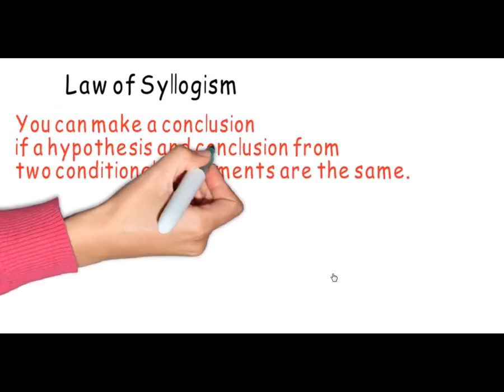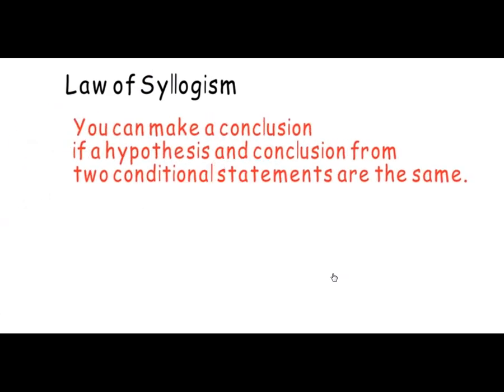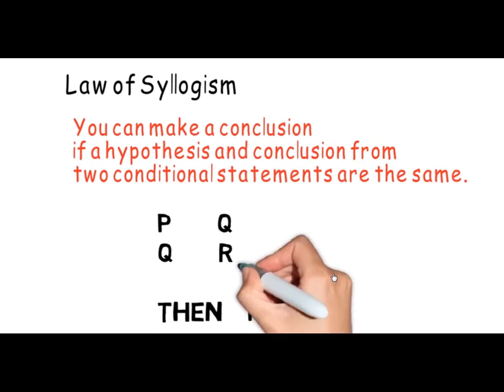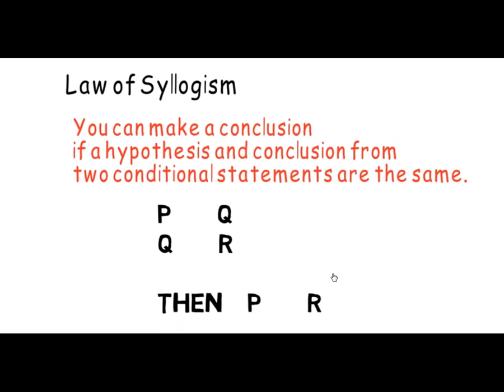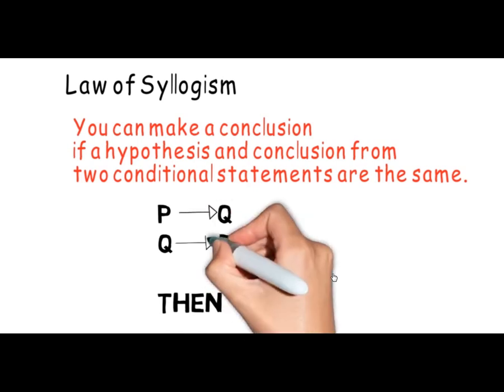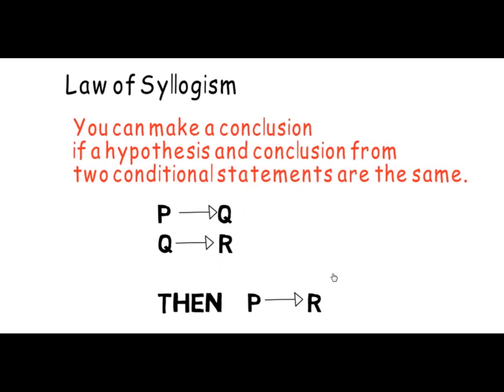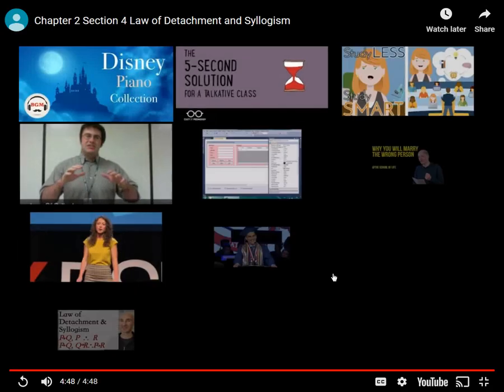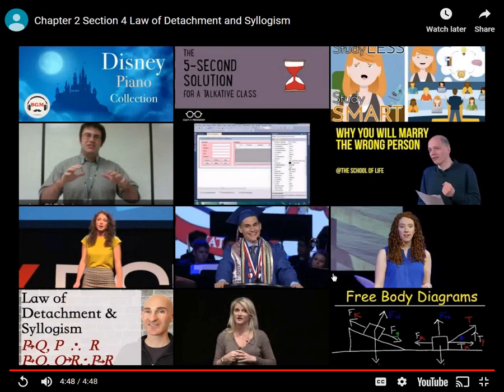So to summarize, the law of syllogism says you can make a conclusion if a hypothesis and conclusion from two conditional statements are the same. And that's again where we saw that match. And putting it into our symbolic notation, if P then Q, if Q then R, well then we can conclude, if P then R. Again, cut off the very end, but you get the idea.